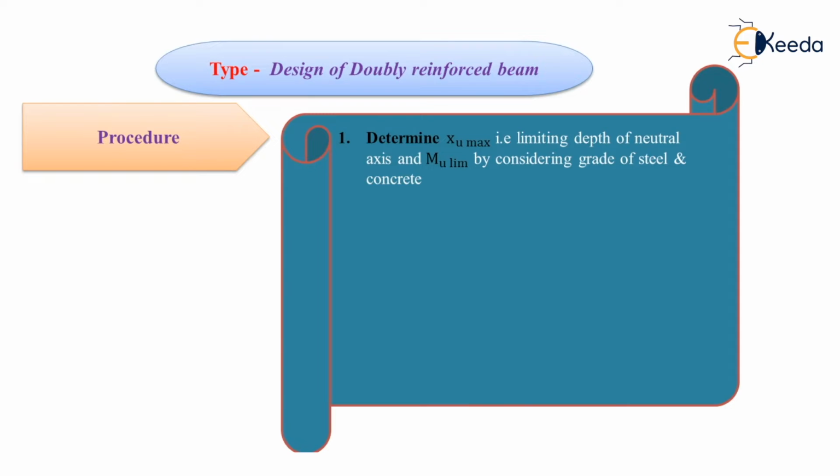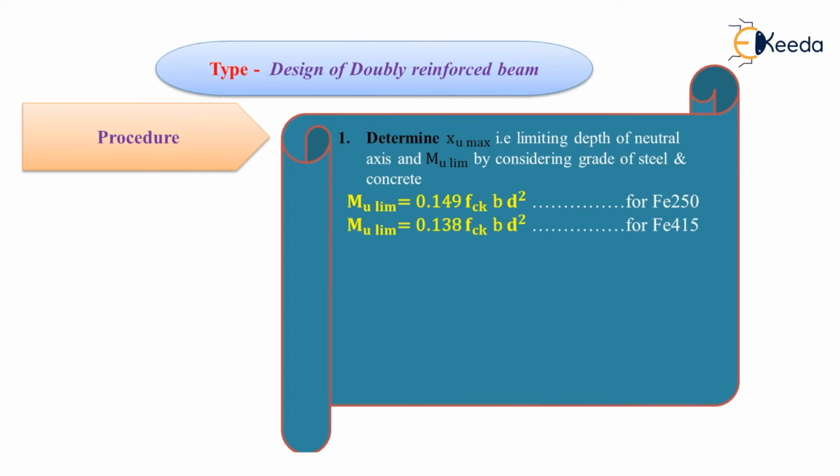Here are some formulas based on the grade of steel. For Fe250, Mu limit is 0.149 fck b d squared. For Fe415, Mu limit is equal to 0.138 fck b d squared, and for Fe500, Mu limit is 0.133 fck b d squared. So based on the grade of steel, we are going to use the Mu limit formula.